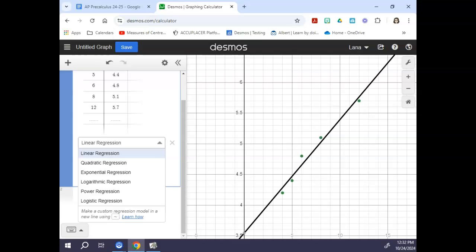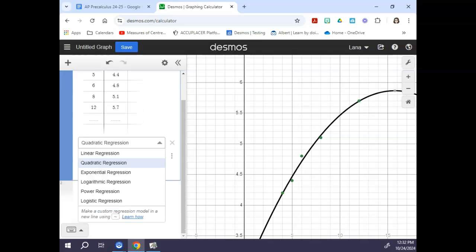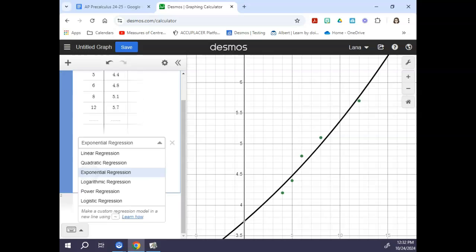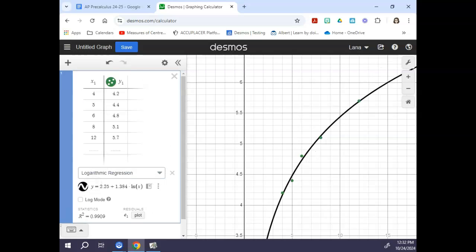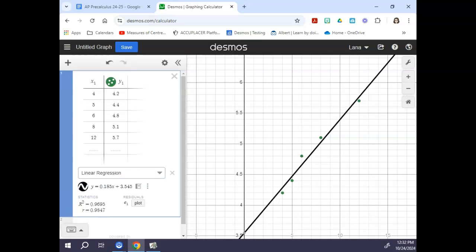So that looks like it's a pretty good fit, right? Well, look what happens when I click quadratic. Looks like it's a pretty good fit, right? What happens when I do exponential? You know, you can kind of click through them. Well, that one, not so bad, right? So we're going to talk a little bit about how you find the best.